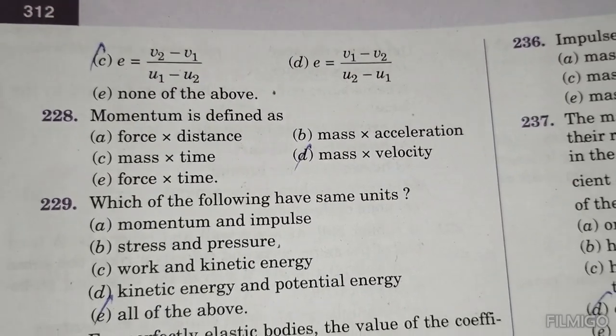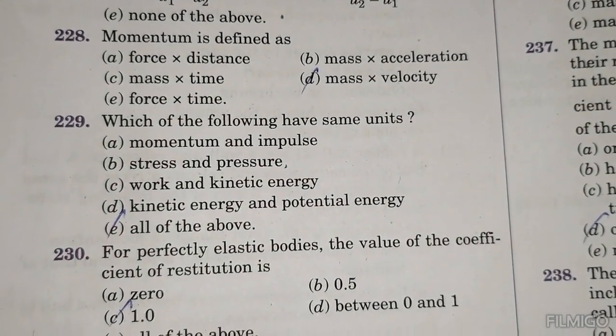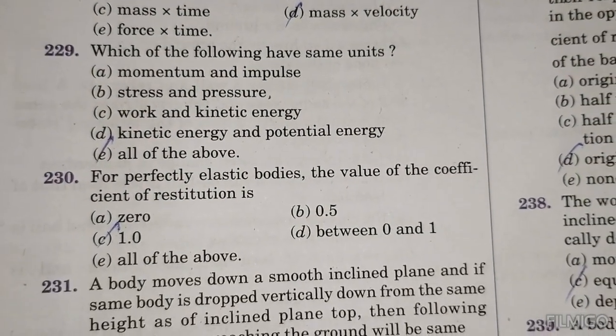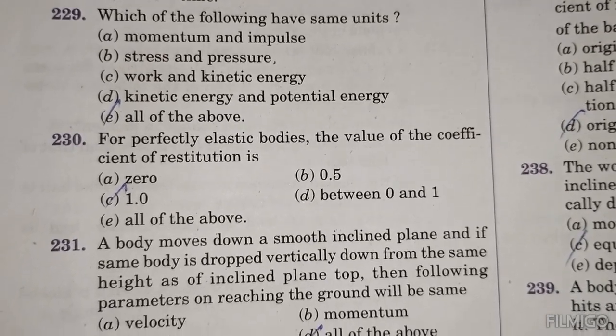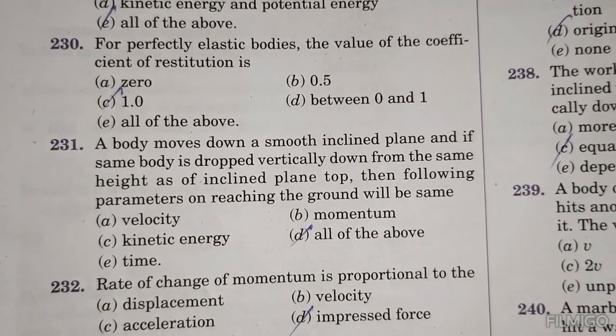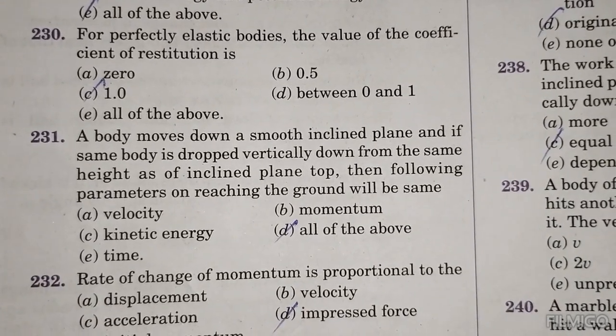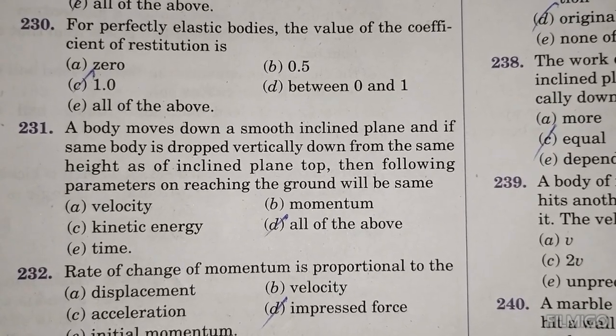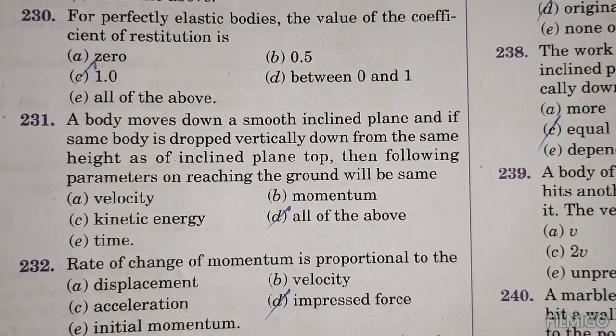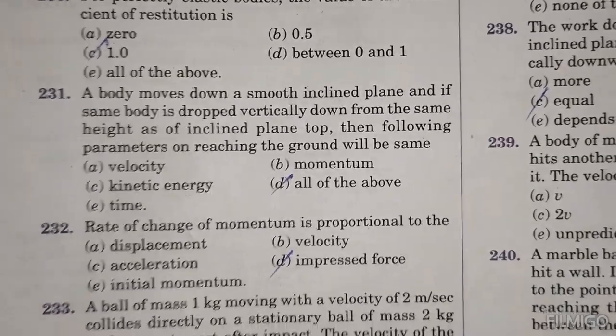Momentum is defined as mass into velocity. Which of the following have the same units as the above? For perfectly elastic bodies, the value of the coefficient of restitution is 1. If a body moves down a smooth inclined plane and the same body is dropped down from the same height as the inclined top, which of the following parameters at the ground will be the same? All of the above.